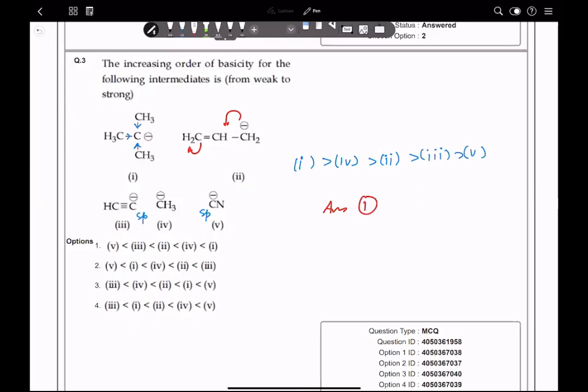Here in CN minus, the carbon carrying the nitrogen, nitrogen being more electronegative, the carbon minus charge will be more stabilized with sp hybridization and nitrogen. Wherein in the CH triple bond C minus, the charge is stabilized by sp hybridization, and with carbon it is more stable than CN minus. So the activity will be ease of donation of one pair of electrons. So the most basic will be the first one. Okay. Then move to question number 4.